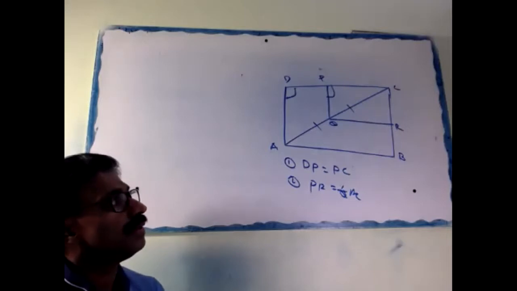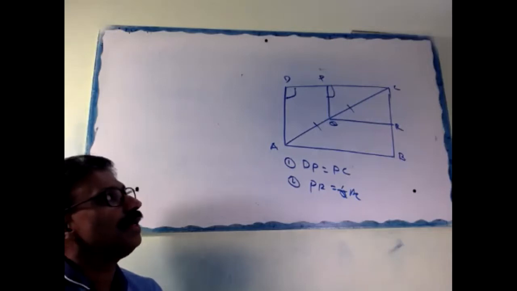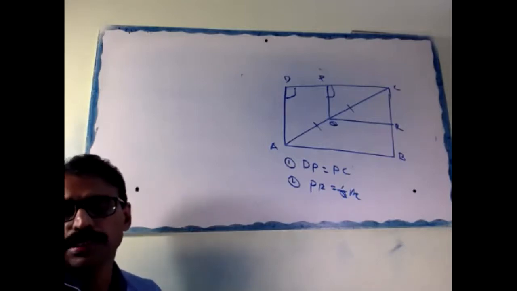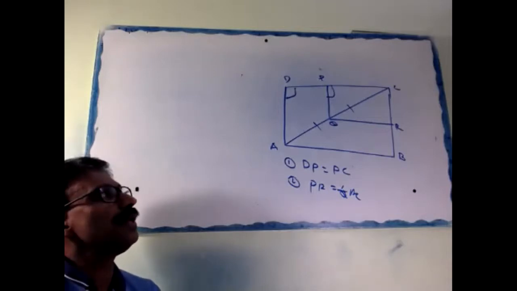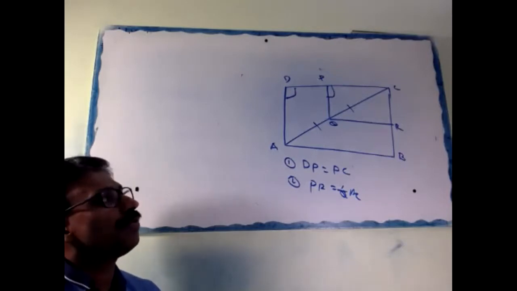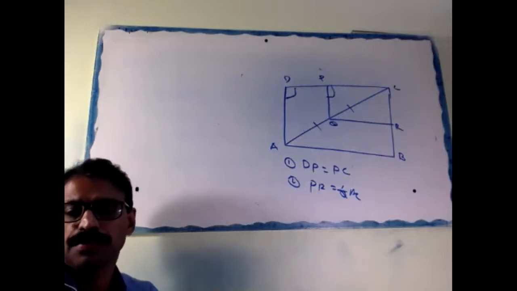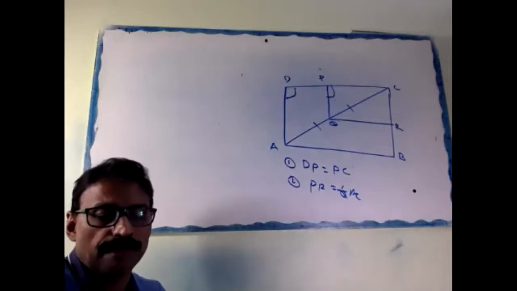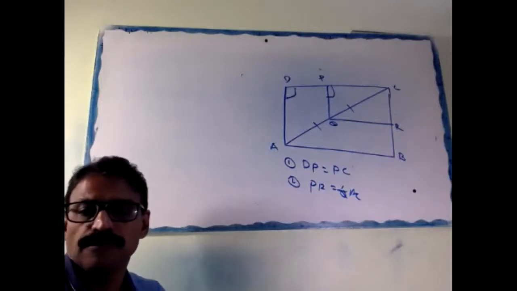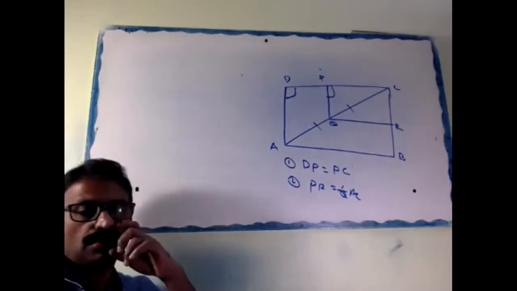What I said, in triangle ADC, QP is parallel to AD. In triangle ADC, Q is the midpoint and QP is parallel to AD. Therefore, P is the midpoint of DC. Reason: converse of the midpoint theorem. Okay, clear now?